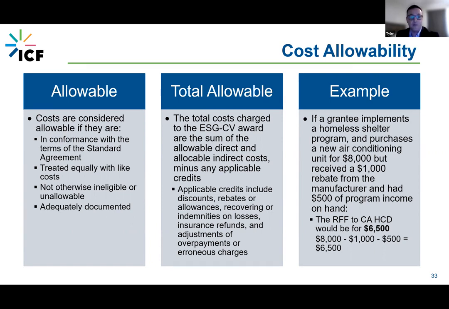So let's look at an example. If a grantee is implementing a homeless shelter program and purchases a new air conditioning unit for $8,000, but received a $1,000 rebate from the manufacturer and had $500 of program income on hand, then the request for funds, or RFF, of HCD would be $6,500, which equals the cost of the air conditioning unit at $8,000 minus the $1,000 manufacturer rebate and the $500 in program income on hand.